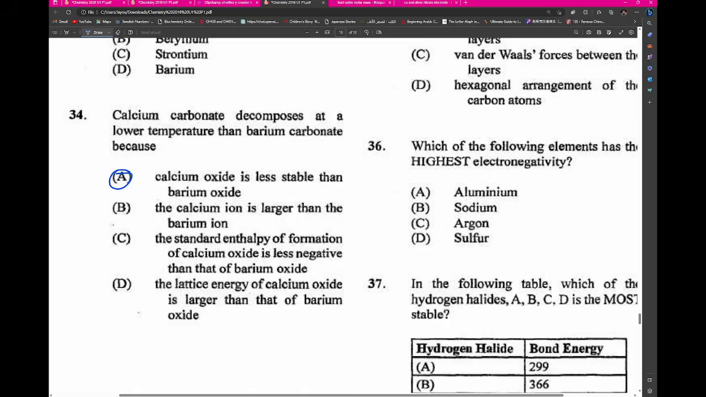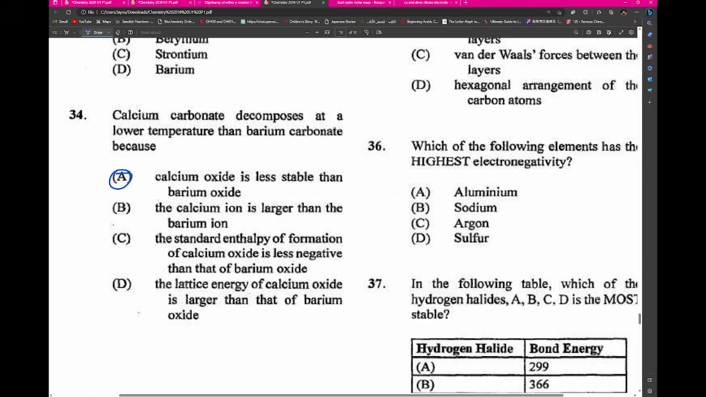If the calcium carbonate decomposes at lower temperatures, yeah, the oxide is going to be more stable. Ooh, I think this would be the standard enthalpy of formation.